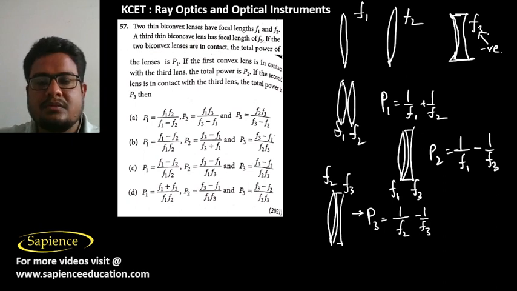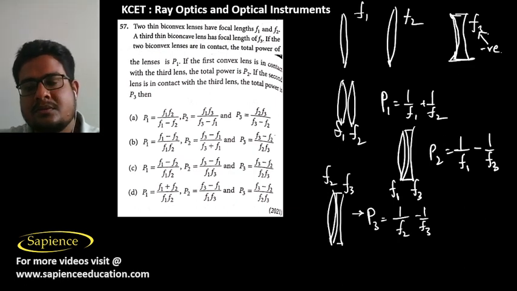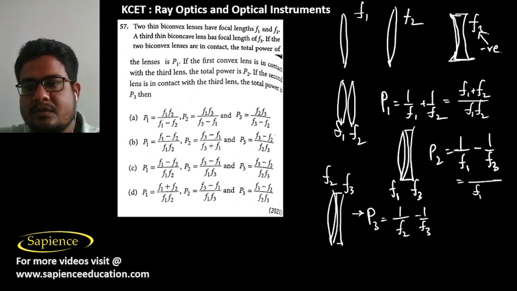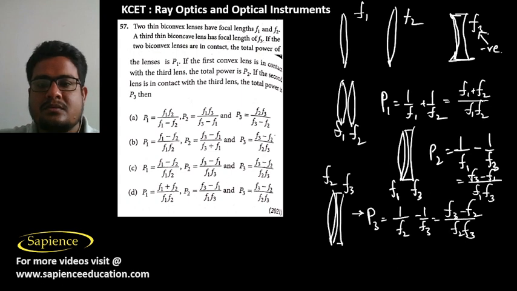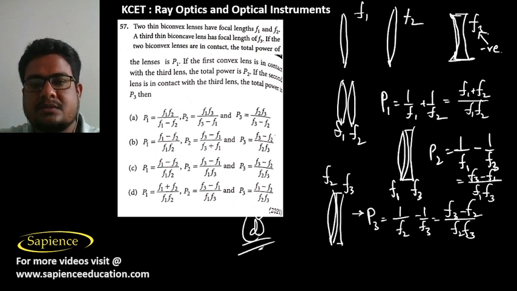P1 is how much? That we have to find. So this will be equal to f1 f2 by f1 plus f2. Here P2 will be equal to f1 f3 by f3 minus f1. And this will be f2 f3 by f3 minus f2. Option D is the correct answer.